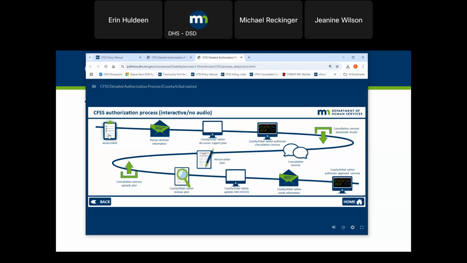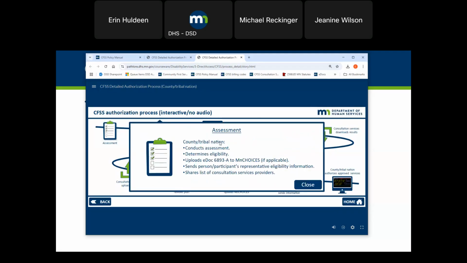And the first piece that happens is the lead agency completes an assessment. So here we are, the assessment. The county or tribal nation will meet with an individual and conduct an assessment and determine if they are eligible for CFSS. There are some lead agency assessors who are using a particular form called the 6893A, and they're going to upload that into MinChoices. That is really not super apparent information for you guys, but we do have this on the screen.